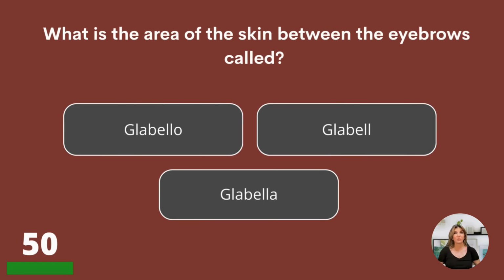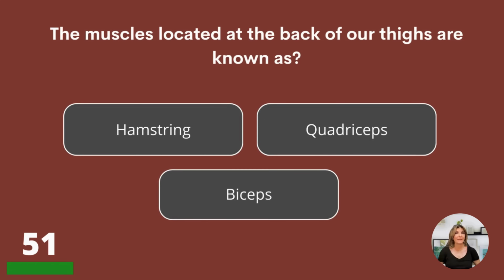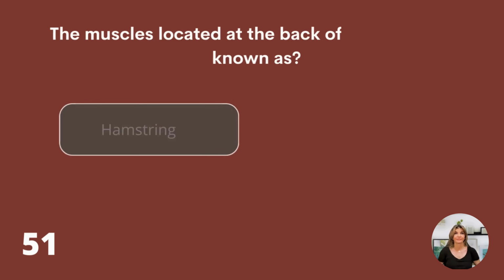What is the area of the skin between the eyebrows called? Glabello, glabelle, or glabella? Glabella. The muscles located at the back of our thighs are known as hamstring, quadriceps, or biceps. Hamstring.